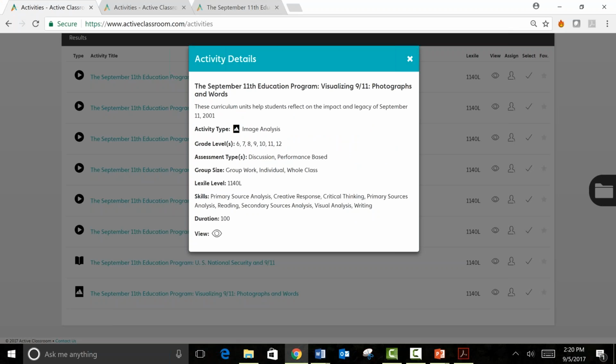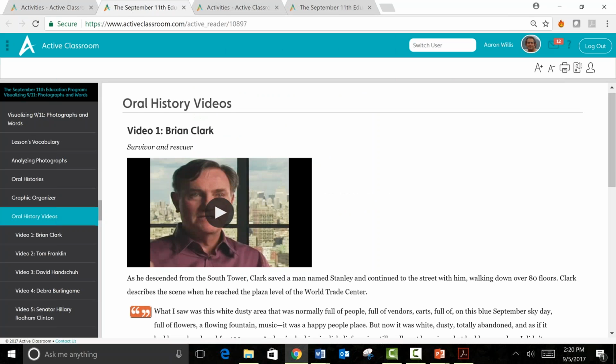Okay, one of the last lessons that I wanted to just share with you quickly is this one that we have on visualizing 9/11, photographs and words. And once again, going towards the historian's craft, the idea is that historians work with primary sources, and we're trying to teach students how to analyze primary sources. So here they're going to get primary sources in two forms.